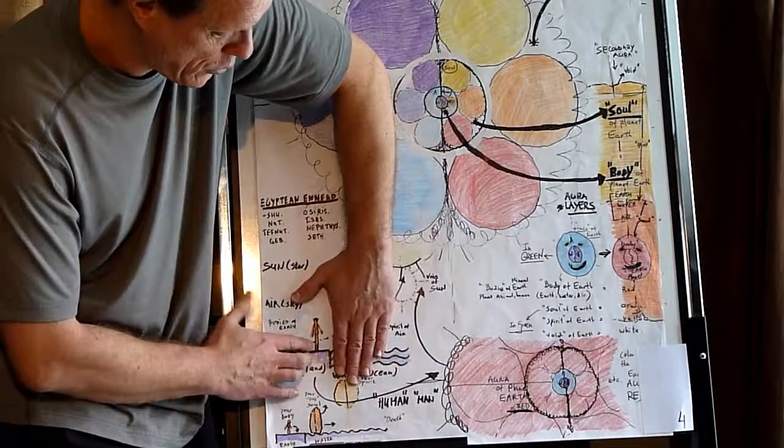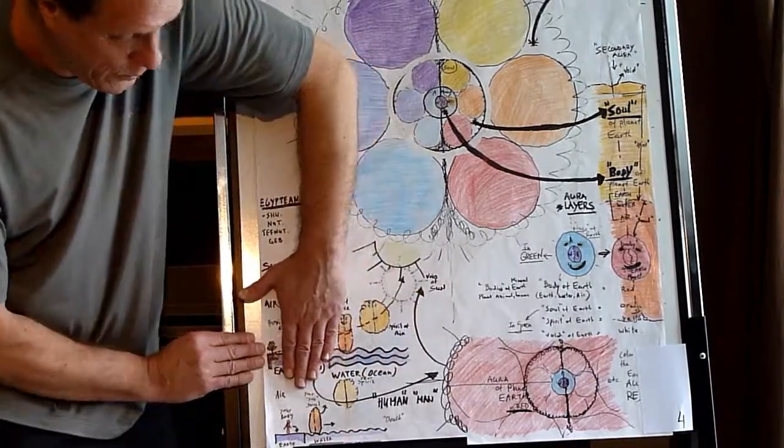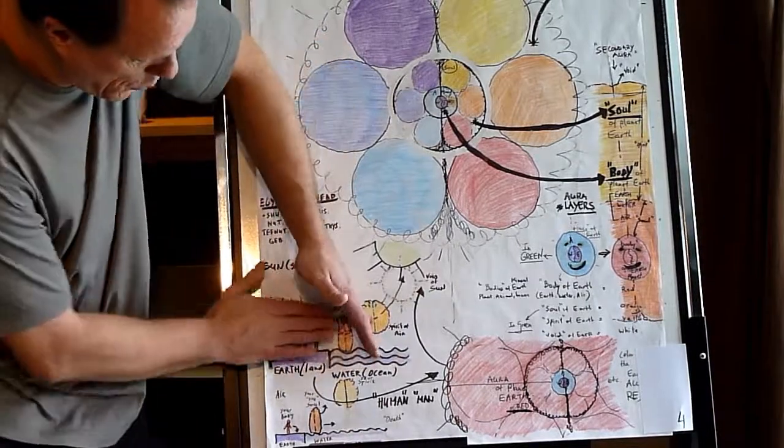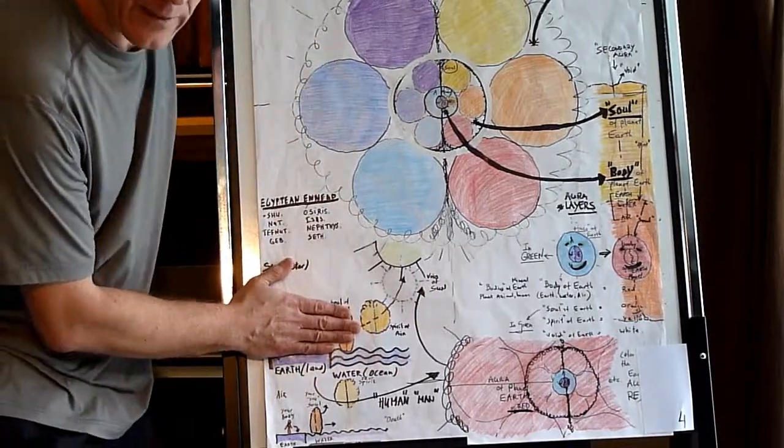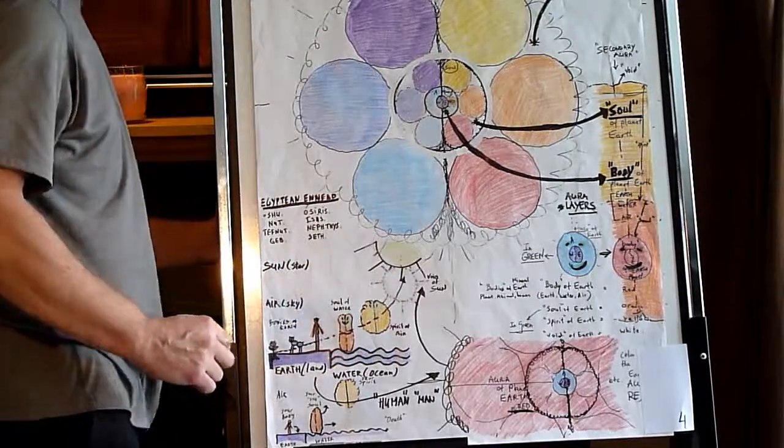Okay? Now you're human. Before that you were animal. Before that you were plant. Before that you were mineral. And that is your journey. So this is who you are at the end.